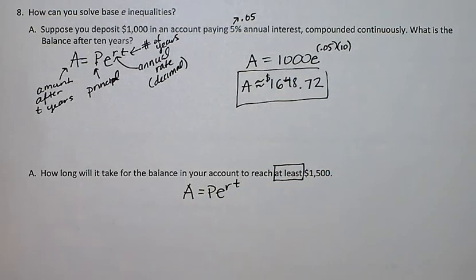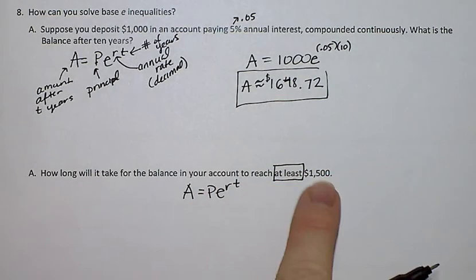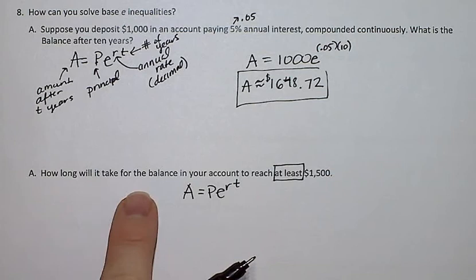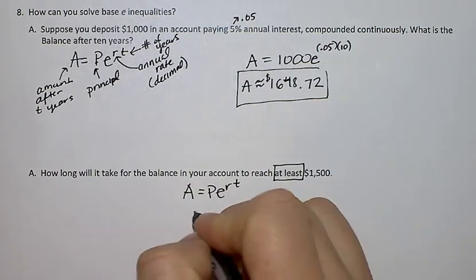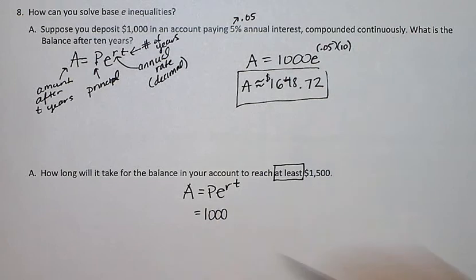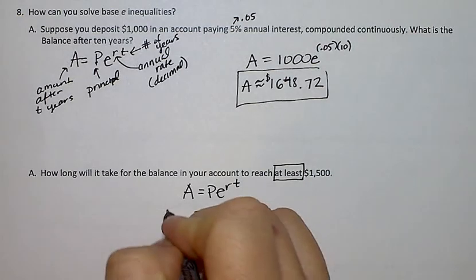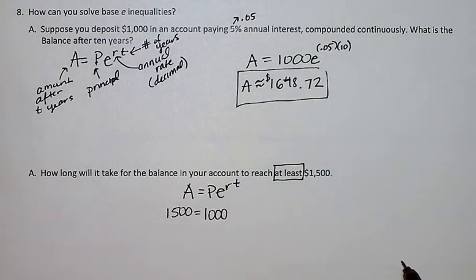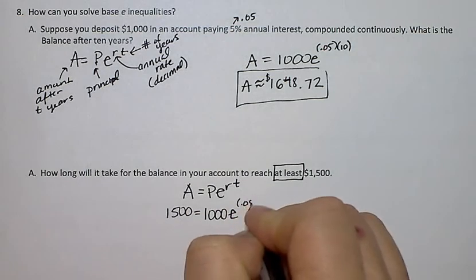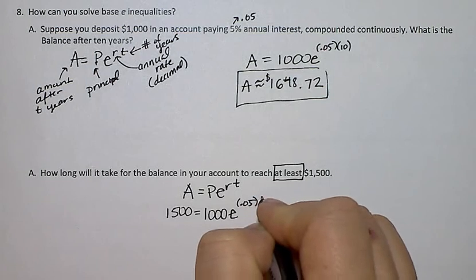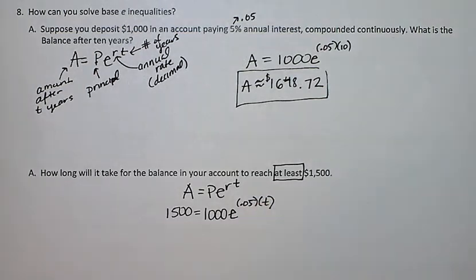This time they say, how long will it take for your balance to reach this amount? So they're assuming you start again with 1,000. They want to know how long until we reach 1,500. We're keeping the exact same annual rate, but we want to know how long, how many years. Now we're going to go back and change this equal sign into an inequality symbol.